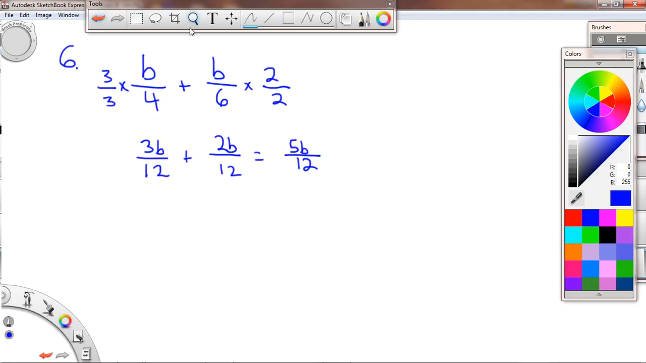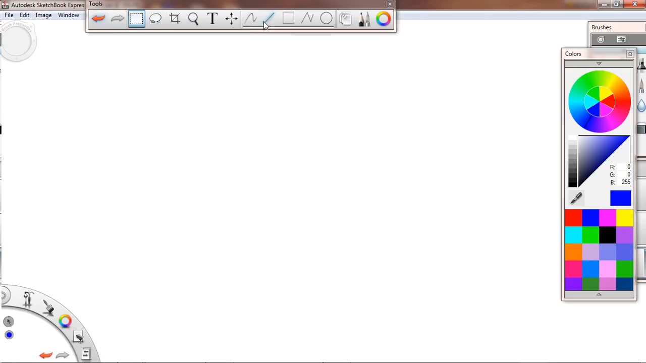Okay, moving on. The next one, number 7, has you solving single step equations. So again, I changed the numbers up a bit. Now, you might see something like this. 5x equals 13. Now, obviously, 13 is not divisible by 5, so we know this isn't going to be a whole number. But what we're doing here is we're looking for a solution.